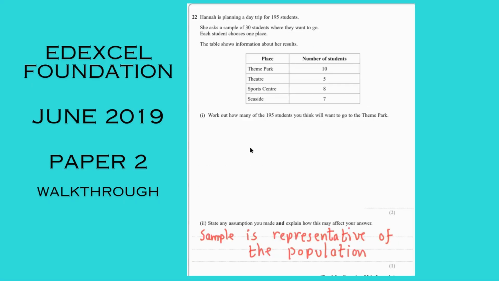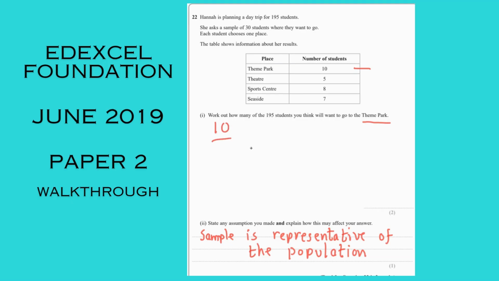Question 22. Now, to save me being rubbish with my electronic pen, as you can see, I've already filled in part I, but let's come to that in a second. On a calculator paper, do not overcomplicate these things. Have a read of what's going on, but at the end of the day, how many do you think will go to the theme park?